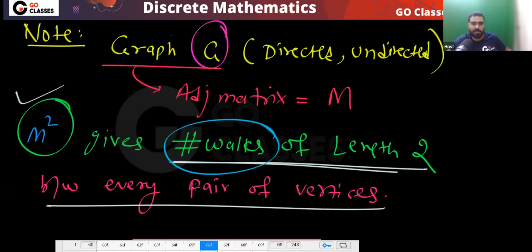Let's take an example. With an example, you will understand. Consider this example. Let me take one example of a directed graph. Let's assume that you have this directed graph. Let me also take a self loop. You can take a self loop. So consider this directed graph.